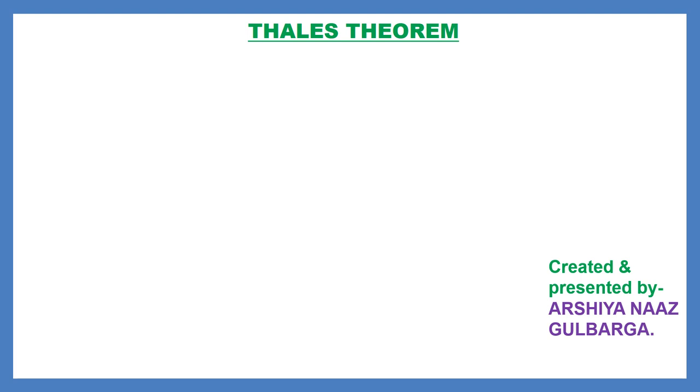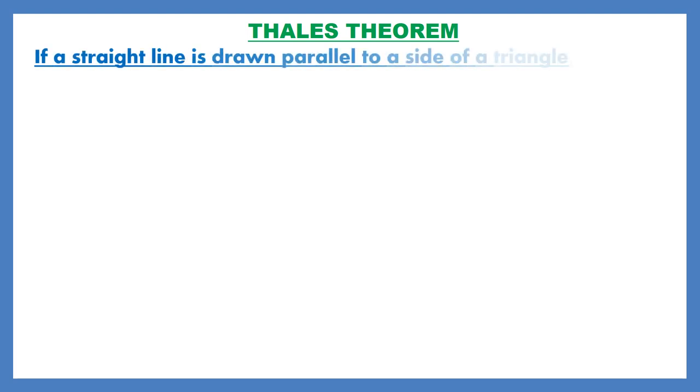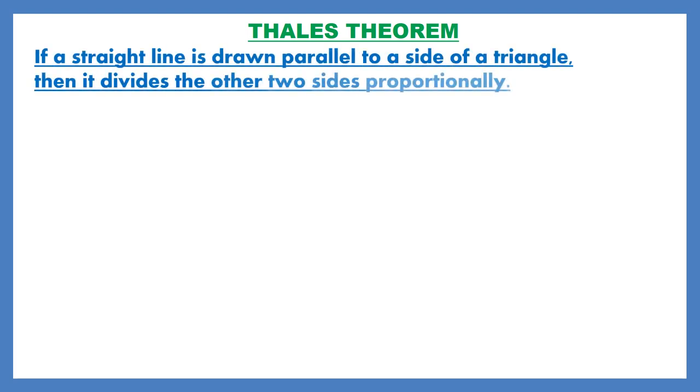I am going to prove here Thales theorem logically. This Thales theorem is also called basic proportionality theorem. This theorem states that if a straight line is drawn parallel to a side of the triangle, then it divides the other two sides proportionally.